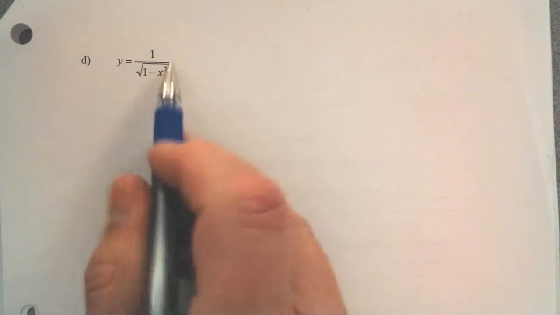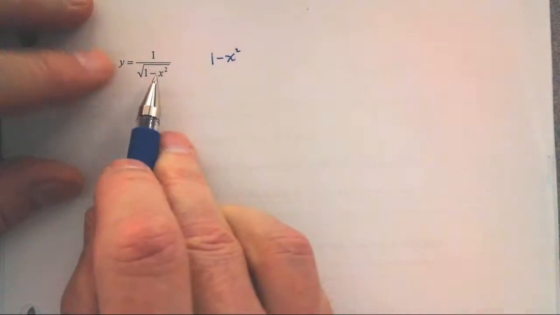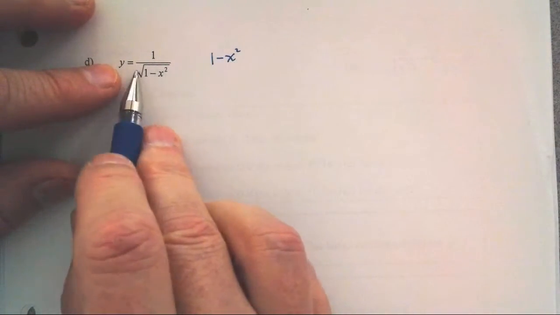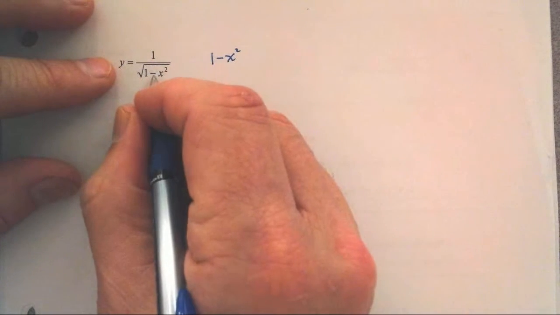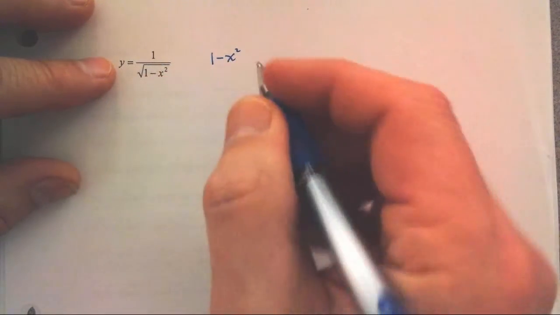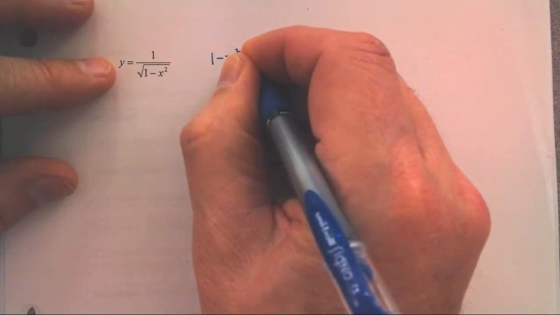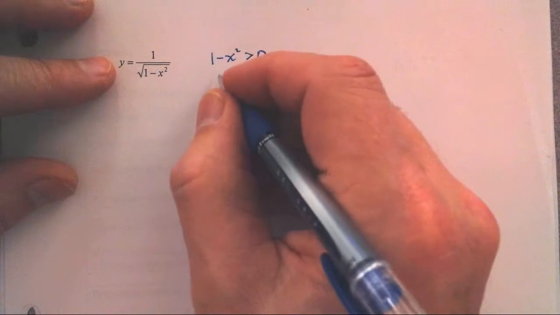where this entire graph exists, and I know that 1 minus x squared, because it's in a radical, has to be at least 0. But because it's in a denominator, it also cannot be 0, because the square root of 0 is 0, and 1 divided by 0 is undefined. So we have to be bigger than 0. So I'm going to figure out our domain.